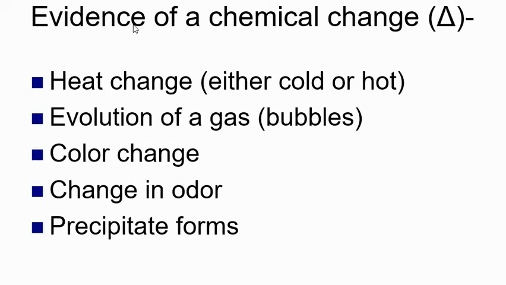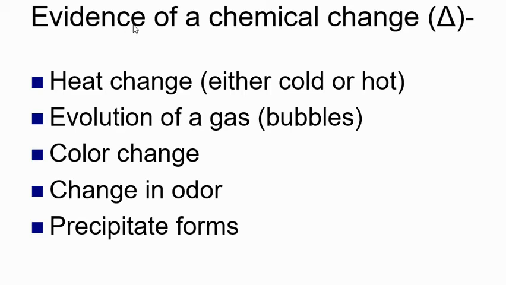So if we have a change in temperature, it gets hotter or it gets colder, that tells us that a chemical reaction has happened. If gas is produced, like bubbles inside a liquid, that's evidence of a chemical change. Changes in color. If we started off with two clear liquids and then all of a sudden the liquid changes to purple, we probably had a chemical change.